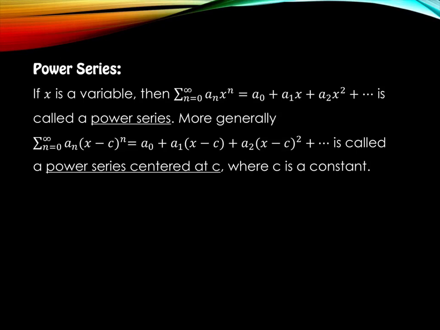Here's what a power series is defined to be. If x is a variable, then the summation from n equals 0 to infinity of a sub n x to the n looks like this, right? This is called a power series. More generally, we can talk about a power series centered at any general value c, and instead of just having x to the n, we have x minus c to the n. And we call this a power series centered at c.